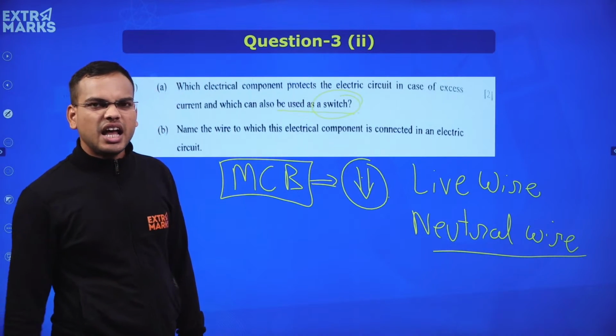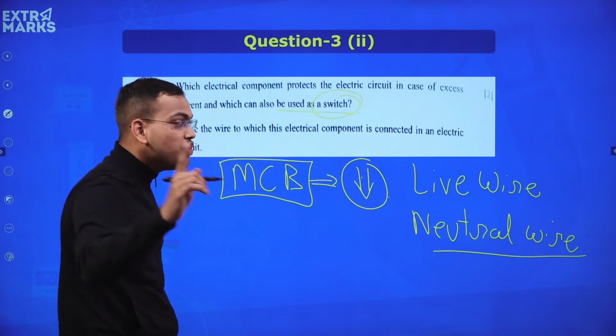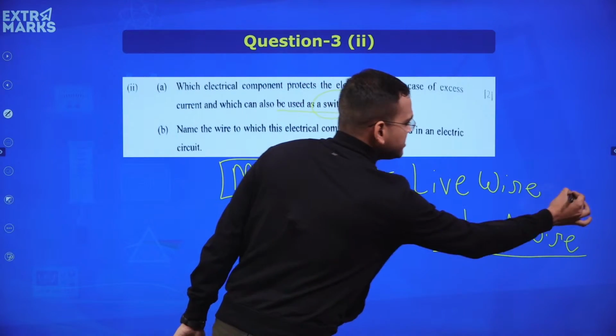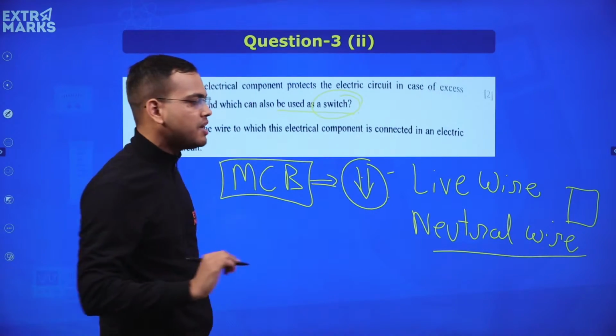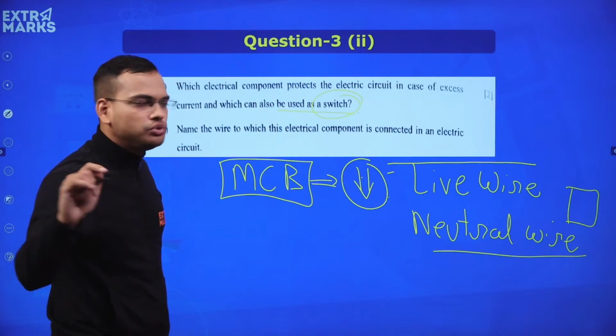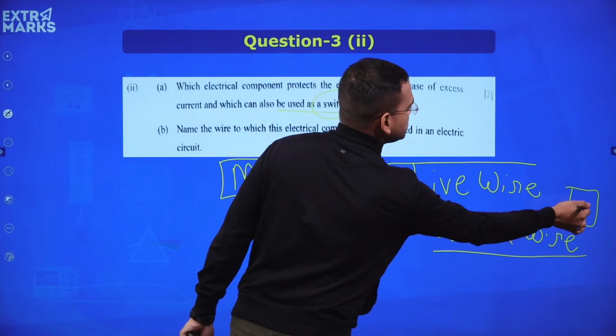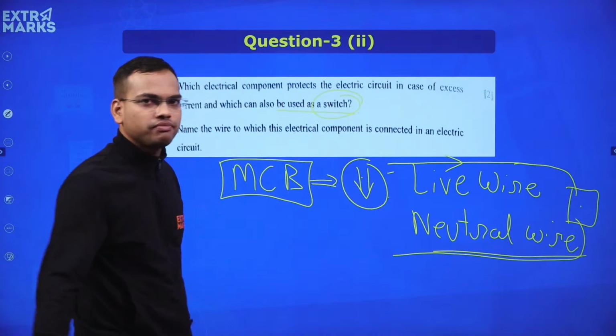Now, how current reaches the electrical appliance. Let's say here is an electrical appliance. There are two ways for current to reach that appliance: either through the live wire or through the neutral wire. But actually, current reaches the electrical appliance first through the live wire and then returns back.